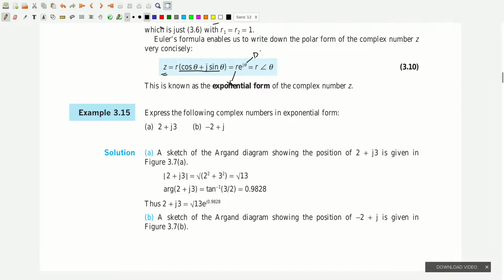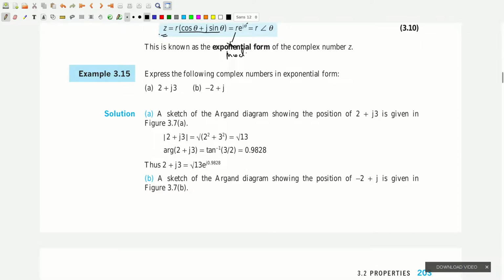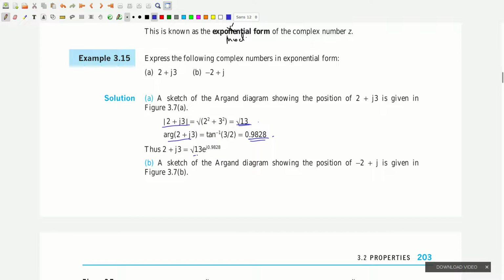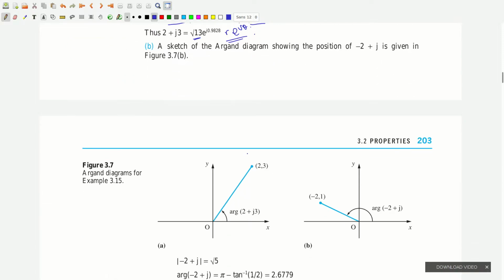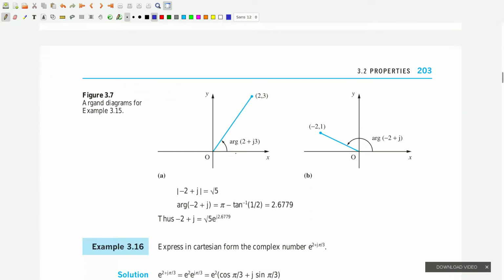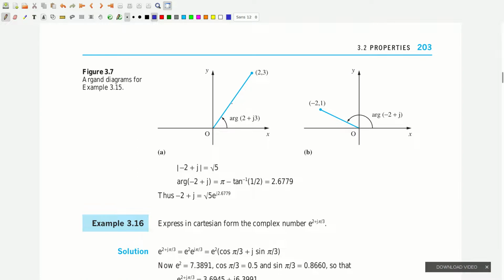Okay, get the argument and then get the modulus. That's all. So here they compute the modulus, and then next they compute the argument, and then you can write it in the form r angle theta. Okay, and always remember to do the sketch, because the sketch will help us know where the angle is.